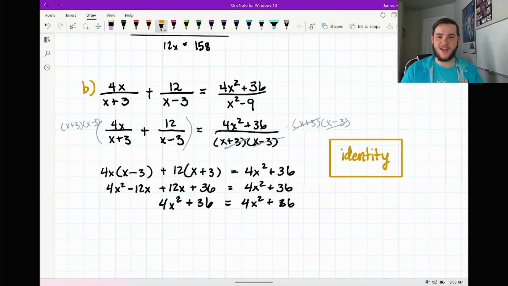Aside from that little typo in the question that you hopefully caught in the edit, that being that I should have a plus here, not a minus in the problem, this is an identity because after much simplification, we end up getting 4x squared plus 36 is equal to 4x squared plus 36, and well, duh, regardless of what x value you plug in, that is the same number on both sides of the equation, so it's always going to be true.